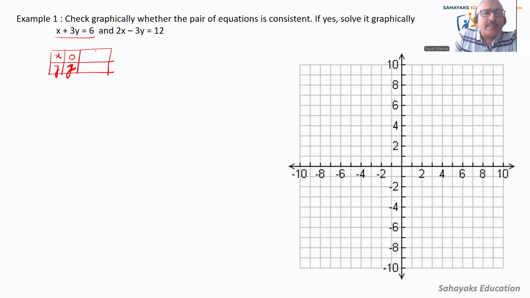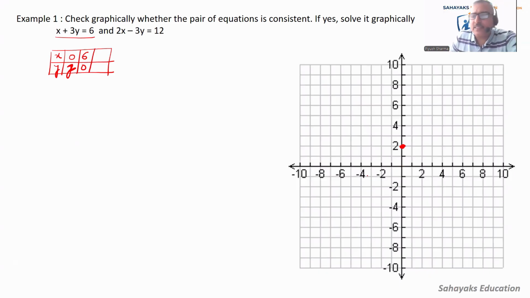Now, taking the value of x as 6, then the 6 cancels and y becomes 0. So this will denote up. So we first plot the point (0, 2). This is the point on the graph.